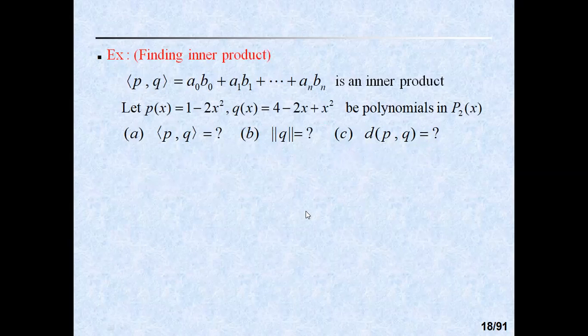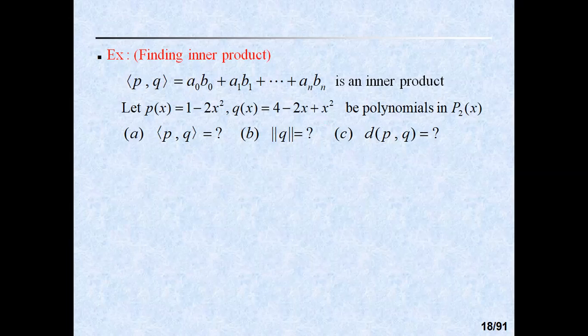Finding the inner product of the given problem. Now let us discuss one more example in this inner product. The inner product of p comma q is defined as a0 b0 plus a1 b1 plus up to an bn. It is a polynomial inner product. Let p(x) equal 1 minus 2x square, q(x) equal 4 minus 2x plus x square be polynomials in P2(x).